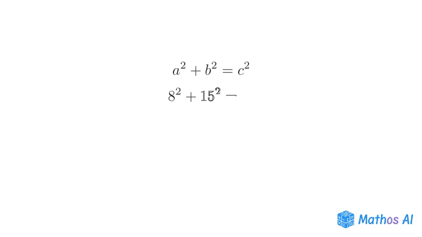Now, to find the hypotenuse, we use the Pythagorean theorem, a squared plus b squared equals c squared. Plugging in our values, 8 squared plus 15 squared gives us 64 plus 225, which equals 289. Taking the square root, our hypotenuse, r, is 17.